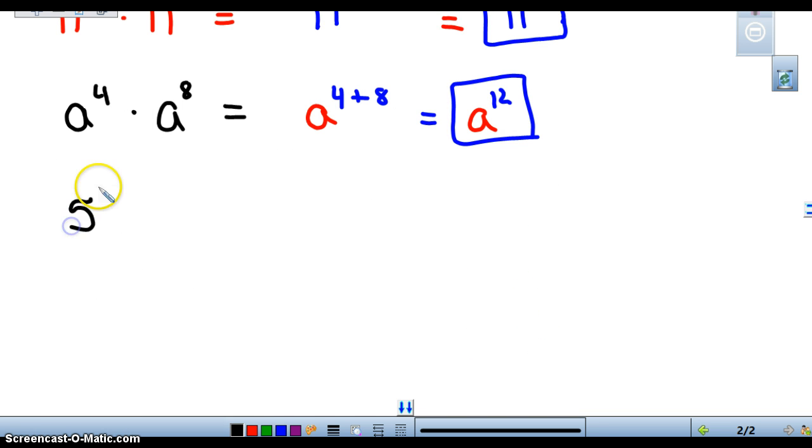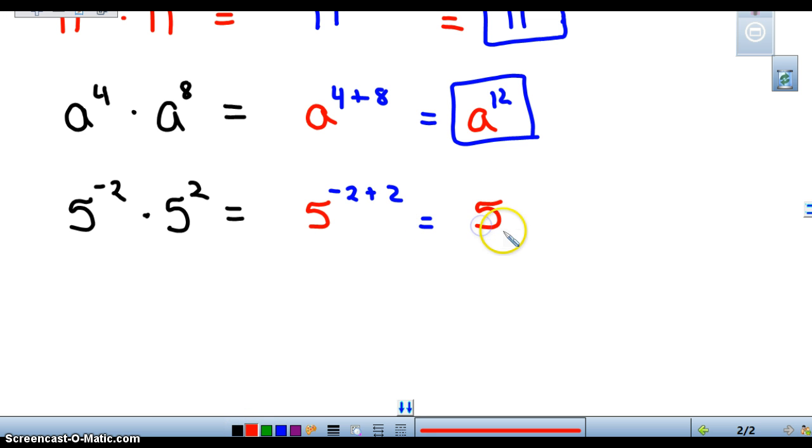So let's say the problem is 5 to the negative 2 power times 5 squared. What is the base here? 5. What do we do to the exponent? Negative 2 plus 2. What's negative 2 plus 2? It's 0. So what would this equal? 1. Any number or variable raised to the 0 exponent equals 1.